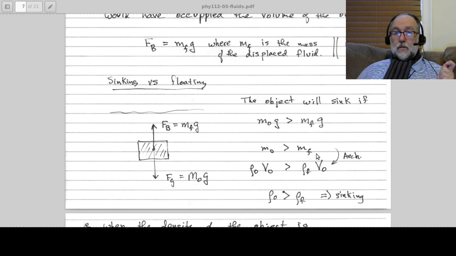Now, let's convert that to densities. The mass of the object is the density of the object times the volume of the object. And the mass of the fluid, remember, is the mass of the displaced fluid. You just use the density of the fluid, but now it's the volume of the object, because the volume of the displaced fluid is the volume of the object, because it's the object that's displacing the fluid. So the mass of the fluid is the density of the fluid times the volume of the object. The volume of the object drops out, and you get that the density of the object is bigger than the density of the fluid. If the object has a bigger density than the fluid, then the force down is bigger than the force up, and it sinks. That's the condition for sinking: the density of the object has to be bigger than the density of the fluid.